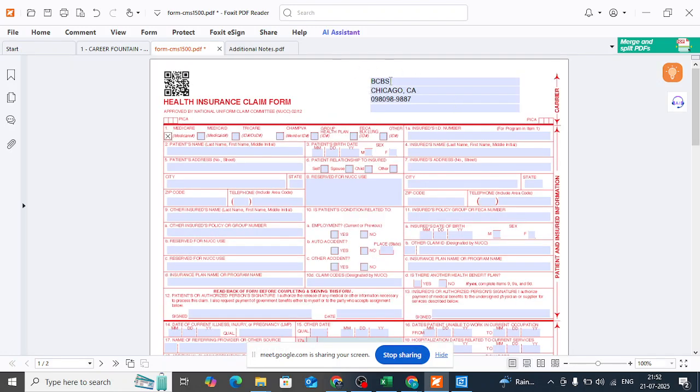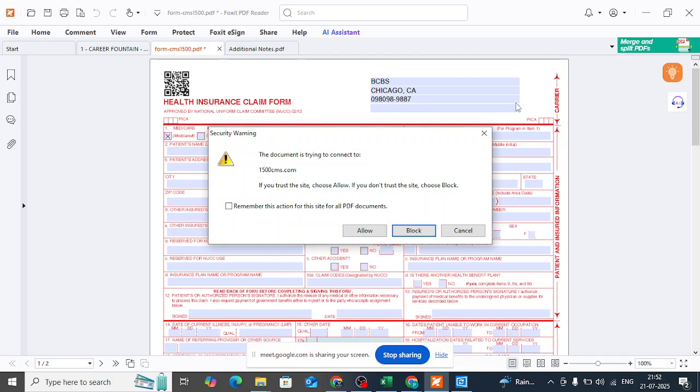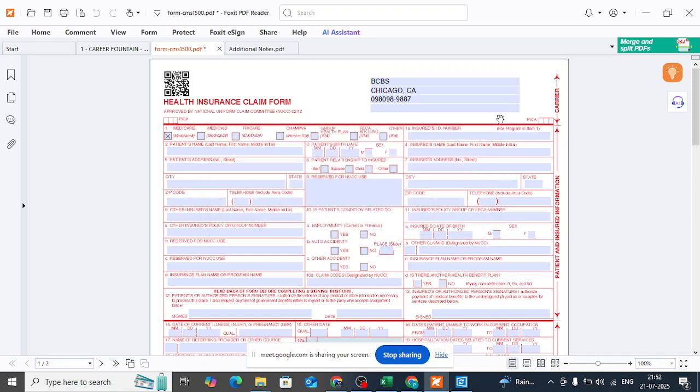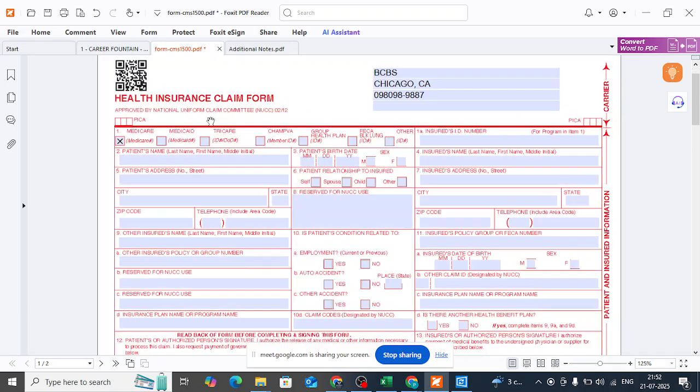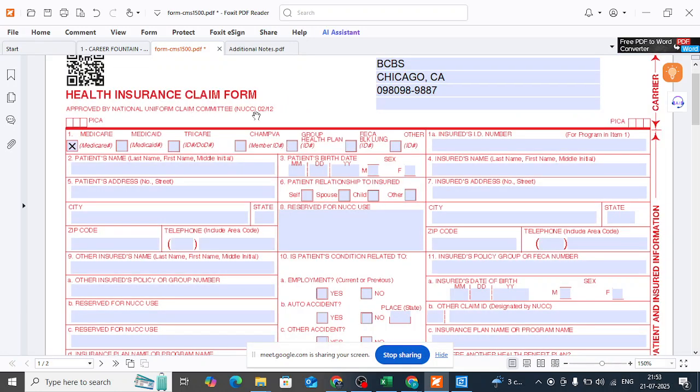Here I have added some BCBS and address details, but manually we are not making this kind of change anywhere. It is just for understanding. In live work, anything you want to add or update on the claim form needs to be done in the application itself and the claim built, and it will reflect on the claim form. This form was designed and created by the American Medical Association and approved by the National Uniform Claim Committee. Don't worry, nobody will ask you this.